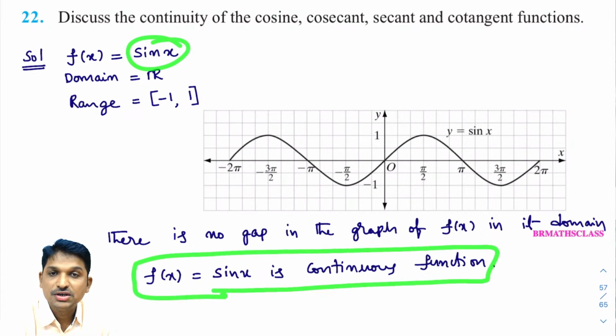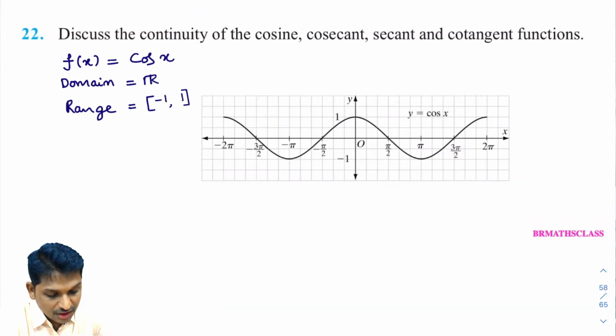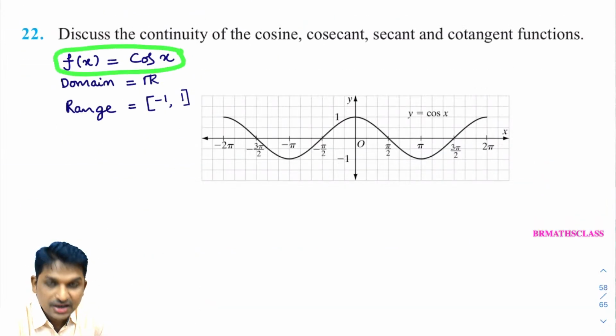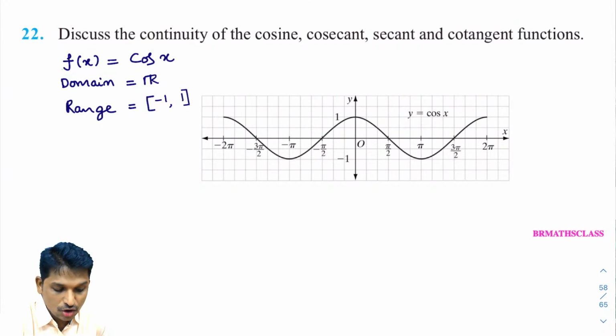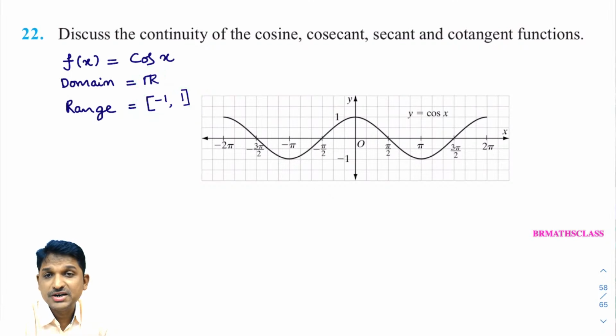Okay, good. Now we will check the continuity of cos x. What is the function? F of x is cos x. You know, in class 11 you learned the domain of cos x is all real numbers and the range of cos x is the closed interval -1, 1. You need to memorize these things. Domain and range also play an important role.